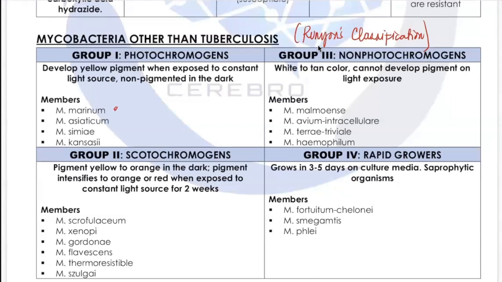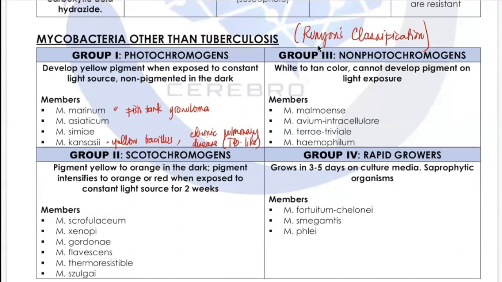That's why this is associated with fish tank, or this is the causative agent of fish tank granuloma. Then Mycobacterium kansasii is referred to as the yellow bacillus. This causes a chronic pulmonary disease that resembles TB. A chronic pulmonary disease that is TB-like. Okay? Then, we have the group 2.